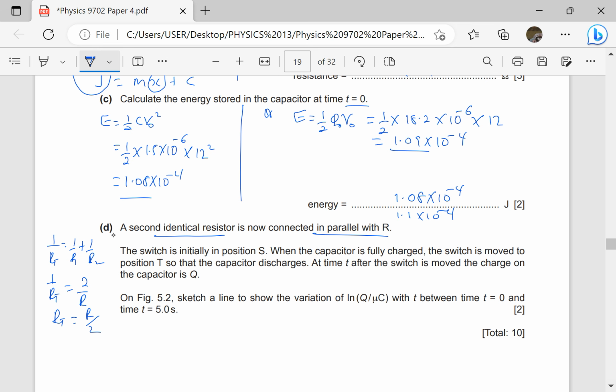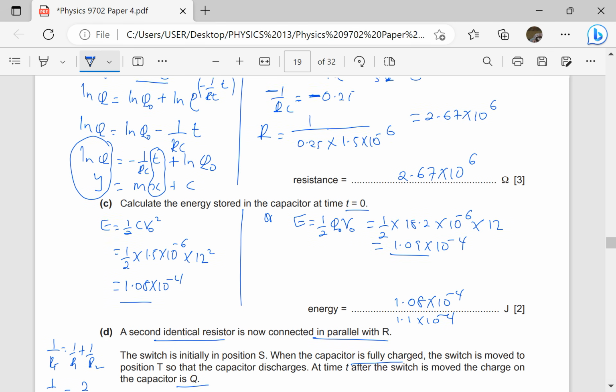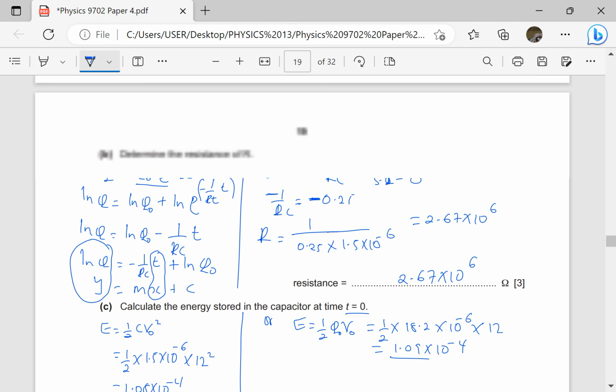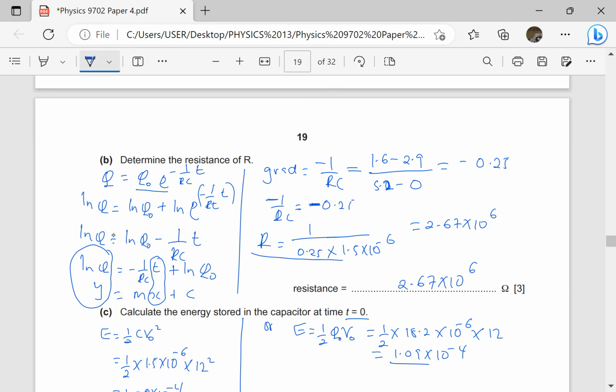The switch is initially in position S when the capacitor is fully charged. The switch is moved to position T so that the capacitor discharges. At time T, after the switch is moved, the charge on the capacitor is Q. Sketch a line to show the variation of ln of Q with T between T equals 0 and T equals 5. So we have noted that the resistance is going to be half the original resistance, which original resistance is given by this value here.